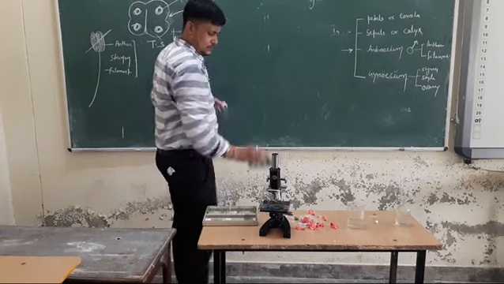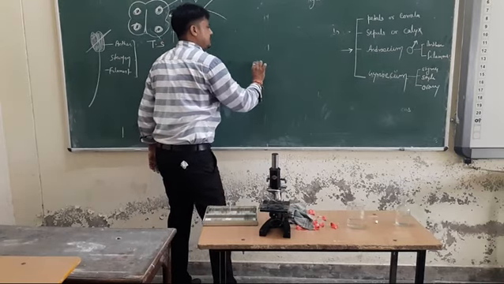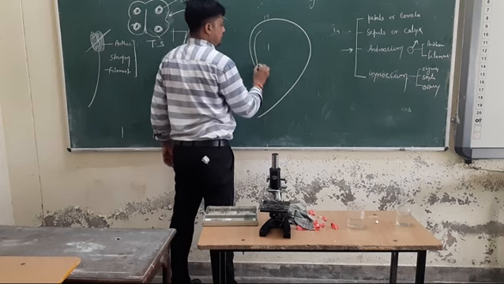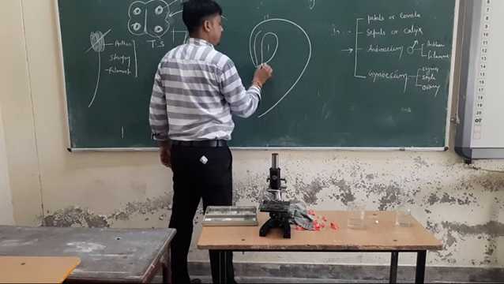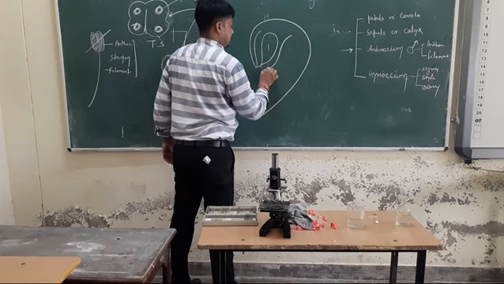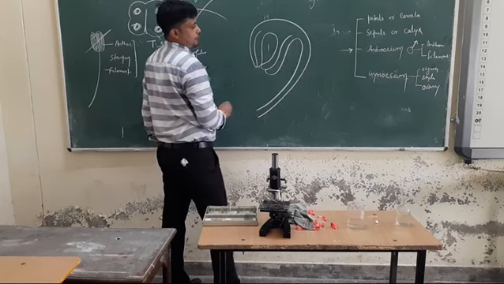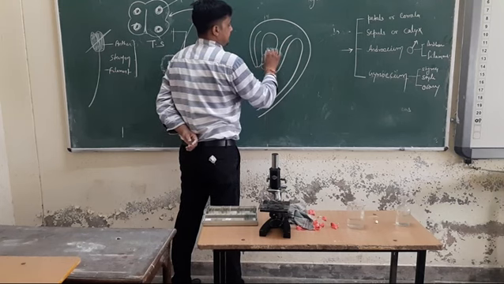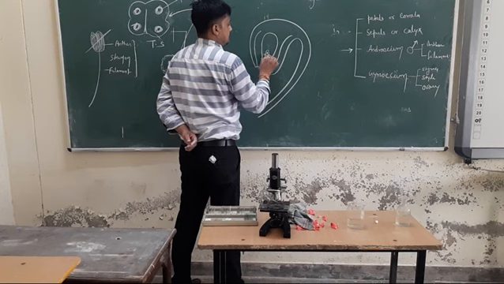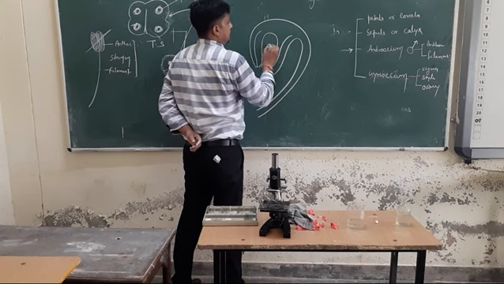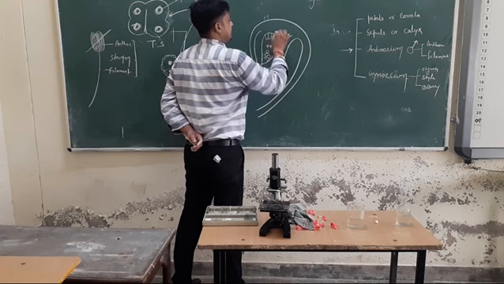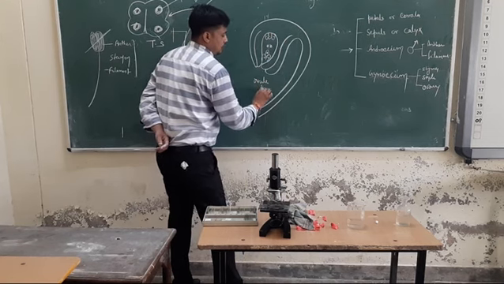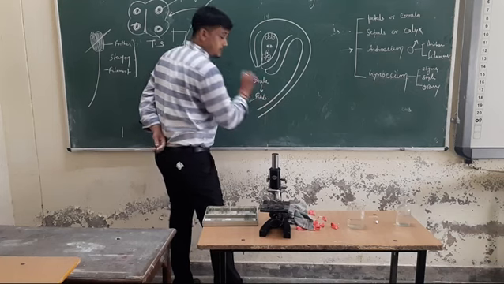Now I will discuss the ovule. This is the ovule. This is present inside the ovary. Inside the ovule there are different types of cells. Three cells are here, two will be here, and three will be here. And the ovule, you know, is converted to seed, as I just told you.